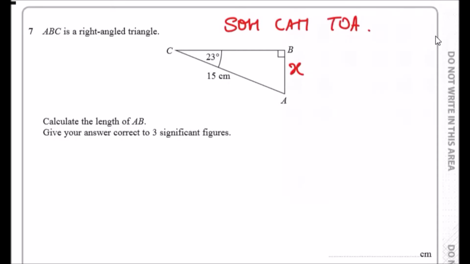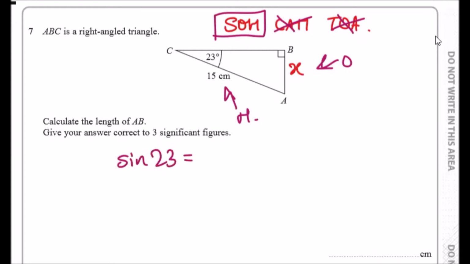And always ask yourself what lengths are involved. We have the 23 degree angle, and the side opposite the angle is called the opposite, O. The long diagonal length opposite the right angle is always the hypotenuse. So clearly we've got O and H and no adjacent, so cross out the adjacent. So we're using SOH. And to write this out, it's always sine of the angle. So sine 23 equals opposite over hypotenuse.